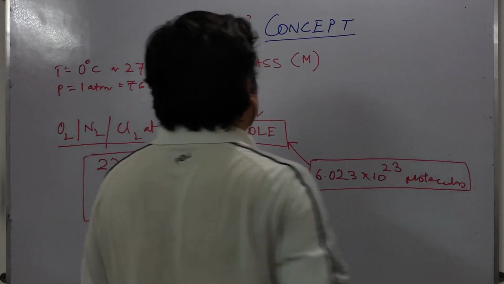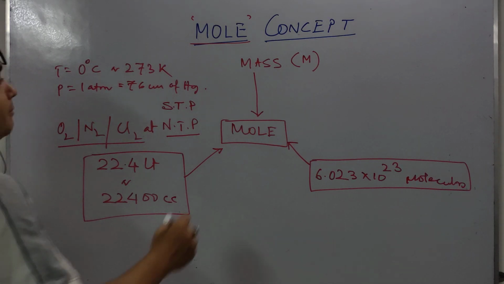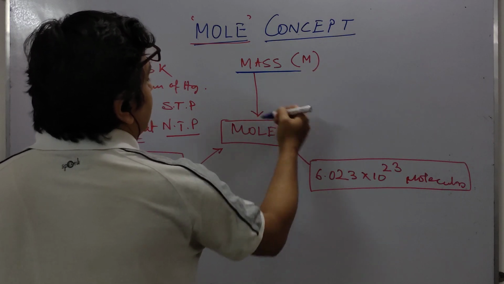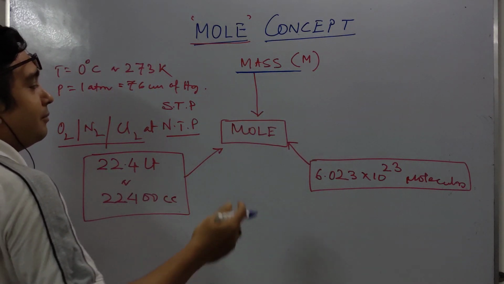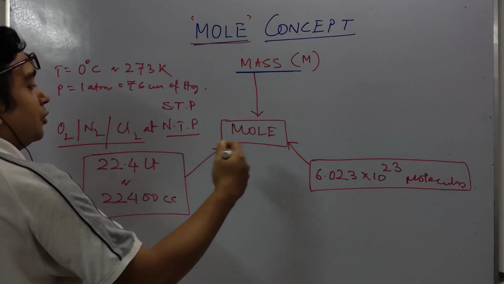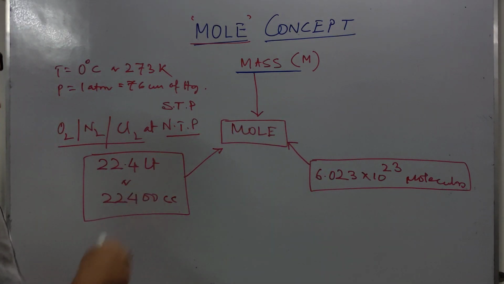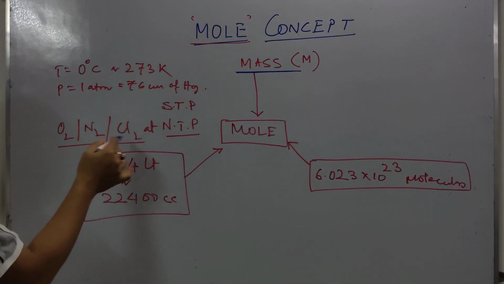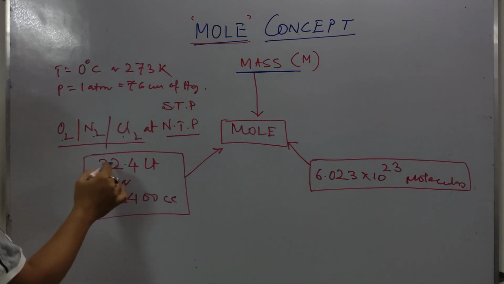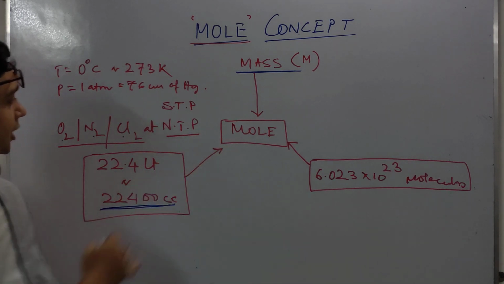So let's discuss this point. Whenever we require the mass to mole relation, then molecular mass means 1 mole. When we are requiring the number of particles, molecules, atoms or whatever relating to mole, then 6.023 10 to the power 23 means 1 mole. If it is specifically a gaseous object, any gas, not only oxygen, nitrogen and chlorine, then 22.4 liter or 22,400 cc means 1 mole.